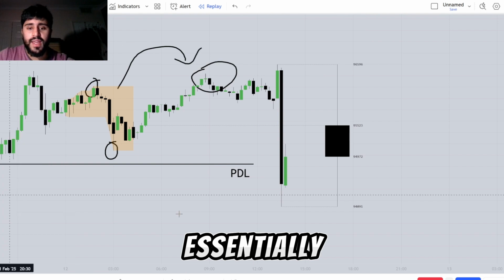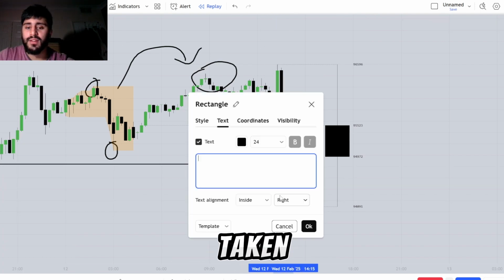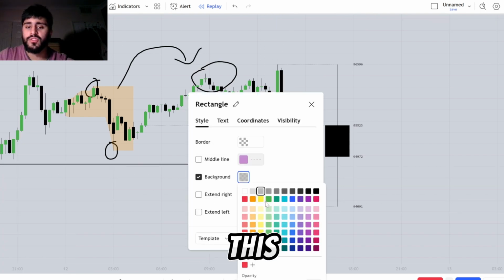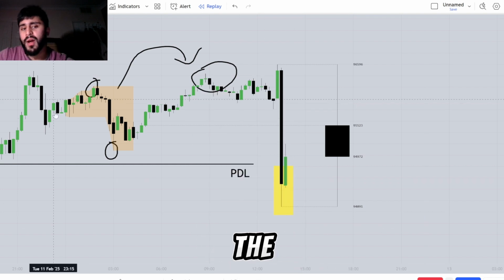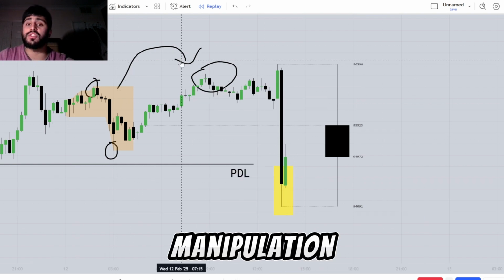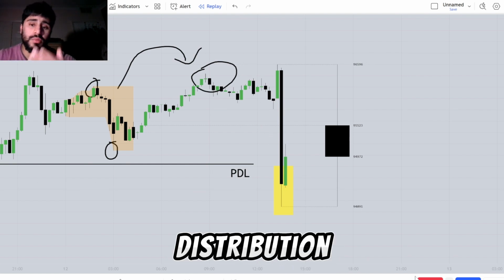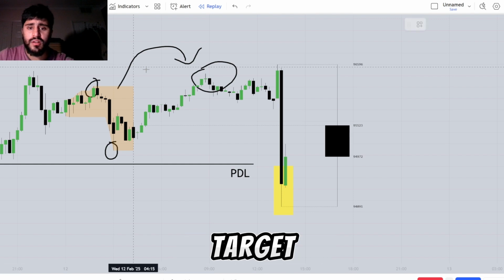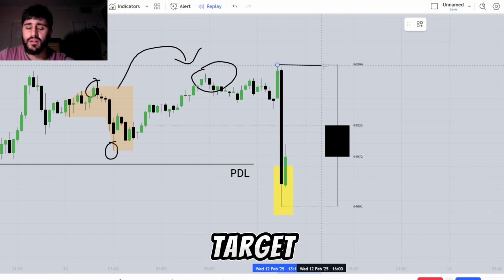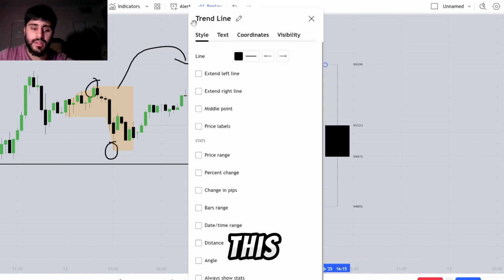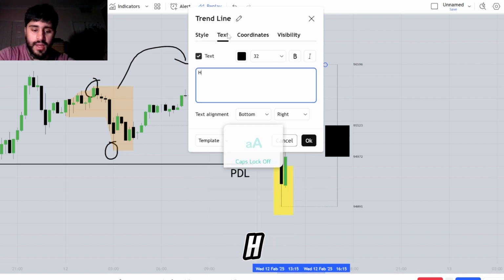So this is essentially our manipulation phase 2. We've taken out the Asian range low. So this is why we call it the power of 4, because the power of 4 starts with accumulation, manipulation phase 1, manipulation phase 2. And now we're looking to catch the distribution. So the distribution target is very, very simple. We simply target the high of day. I'm just going to label this high of day or HOD, right?